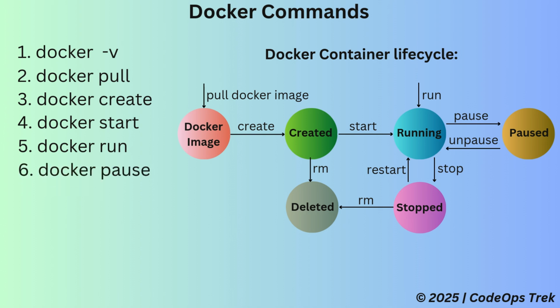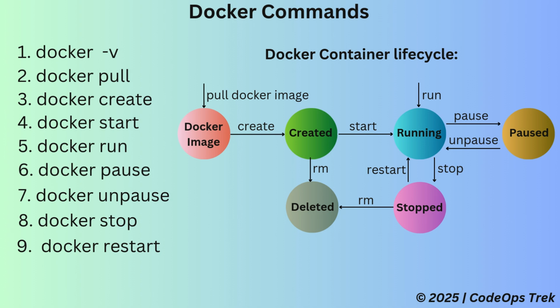Sixth is docker pause, it is used to pause a running container, suspending its processes. Seventh is docker unpause, it is used to resume a paused container. Eighth is docker stop, it is used to gracefully stop a running container. Ninth is docker restart, which is used to restart a container again.